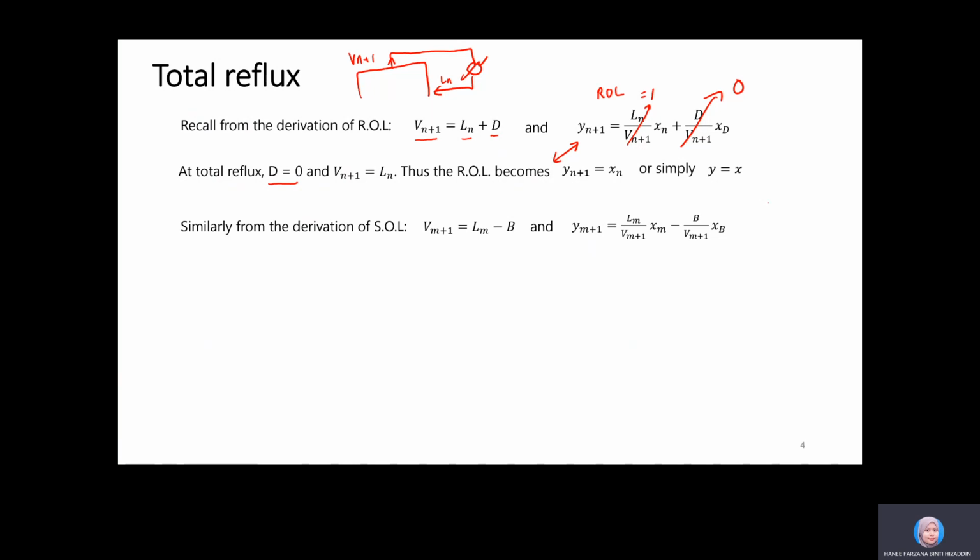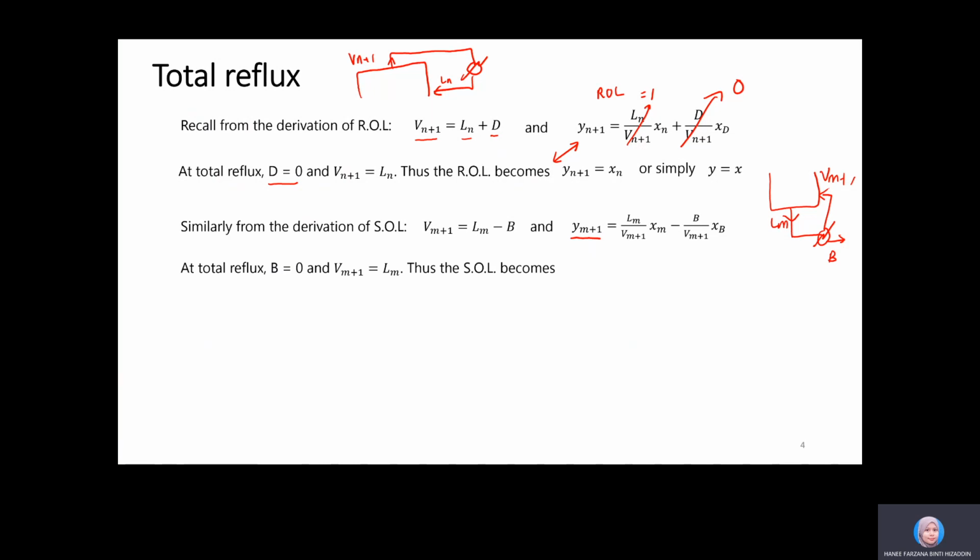So what happens at the bottom of the column is that, this is your reboiler, this is your B, this is the V_{m+1}, and this is your L_m. So from here, you know that L_m equals V_{m+1} plus B, and thus rearranging, you get V_{m+1} equals L_m minus B. And when you do the component material balance and rearrange to put y_{m+1} as the subject, you have this SOL here.